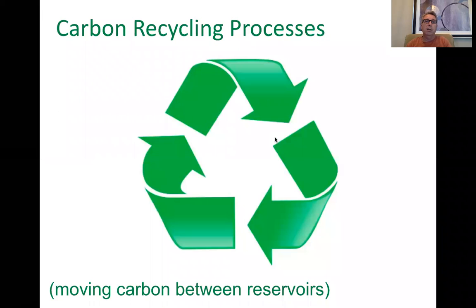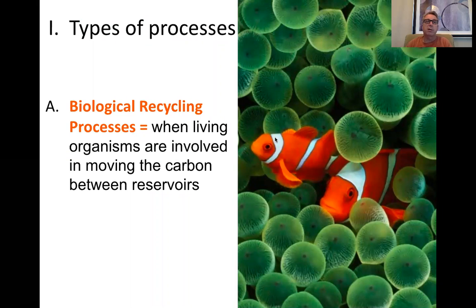Sorry about that. Okay, so the type of processes, we have two different types. We have biological, and then we're going to have physical. So biological is when living organisms are involved, right? So we talked about photosynthesis and cellular respiration. Plants are involved in photosynthesis, and then cellular respiration, we have both plants and multicellular organisms, all organisms, for the most part, go through cellular respiration. So that's a biological process.